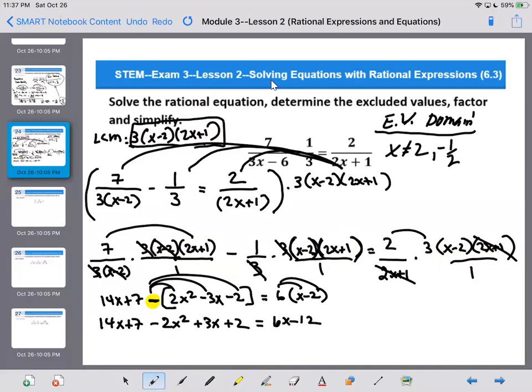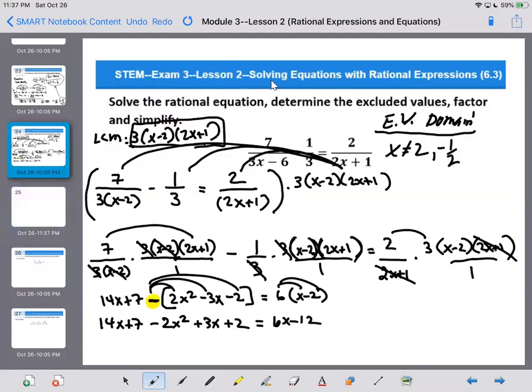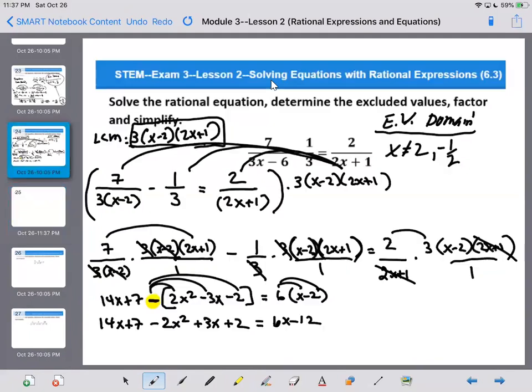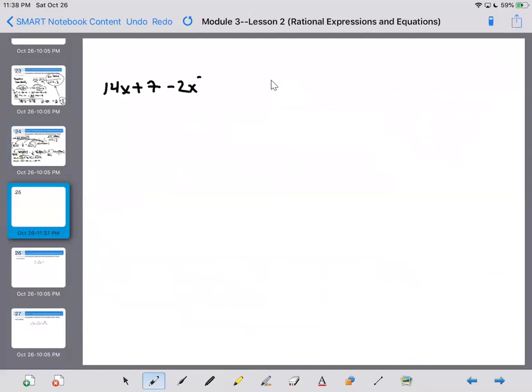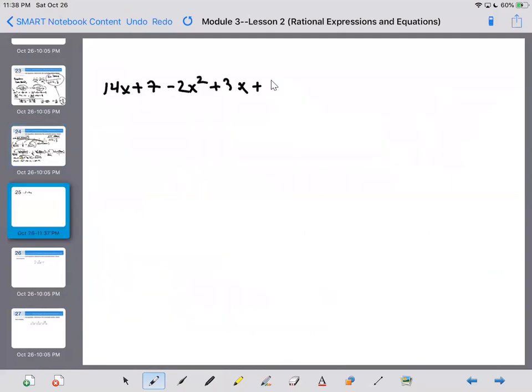So I'm going to look for like terms, and I'm kind of running out of room there, so I'm just going to go to a new screen. So I'm going to have 14x plus 7 minus 2x squared plus 3x plus 2 is equal to 6x minus 12.